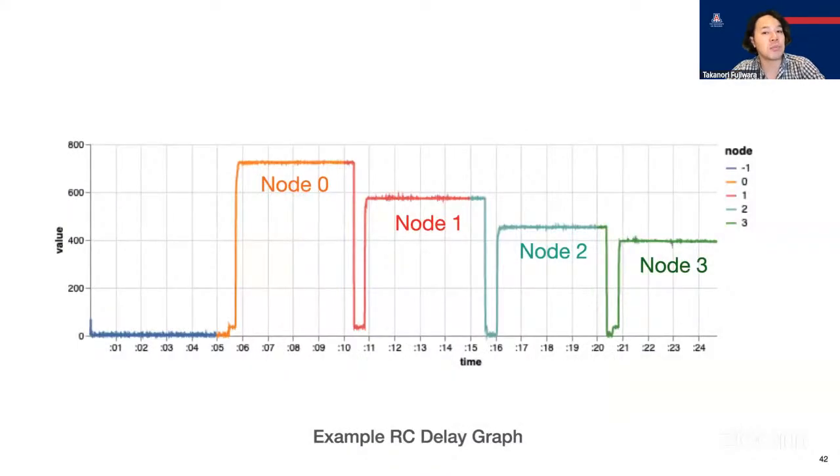So, here's an example graph that visualizes these different RC delay values. Here, X represents time and the Y-axis represents RC delay values. Each color represents a different node, so you can see a distinct signal for each attached node.